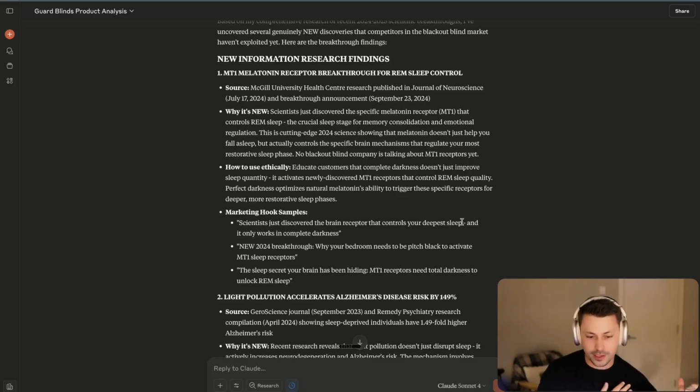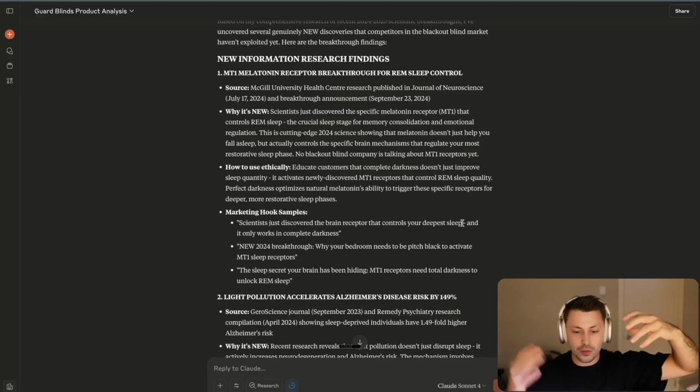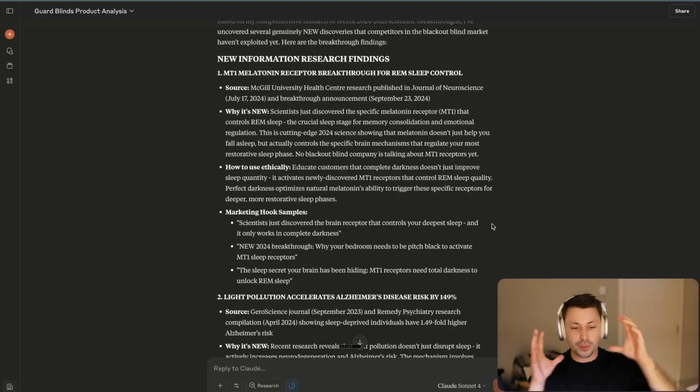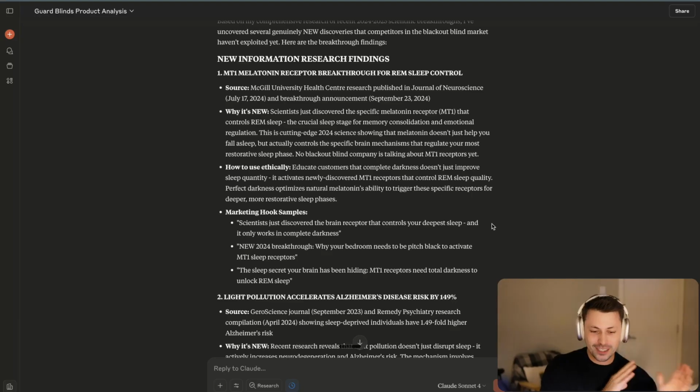But what I love about this is it dangles the carrot, right? It says, hey, science just discovered this brain receptor that helps you be a top performer, get your deepest sleep, or recover your best. We just discovered this new discovery, right? New hope, new information, new discovery. And then we bridge it, we create this gap that says, and it only works in complete darkness. And so unless you have our product, you can't achieve it.